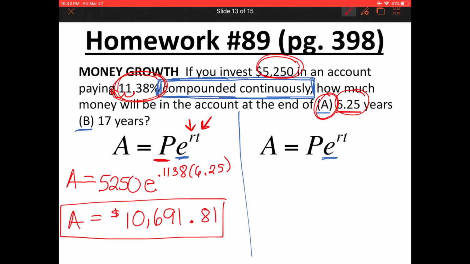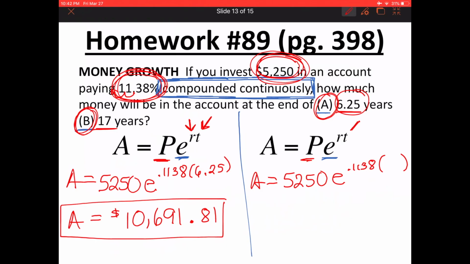So now let's go to part B, which is asking us after 17 years. So my principal is still the same. My principal is still that $5,250. The letter E is still the letter E. My rate is also still the same, 0.1138. Here's what changes: the time. How much time are they telling us has passed in example B? They're telling us 17 years has passed. So I put 17 in there. So now I'm just going to enter all of that into the calculator.